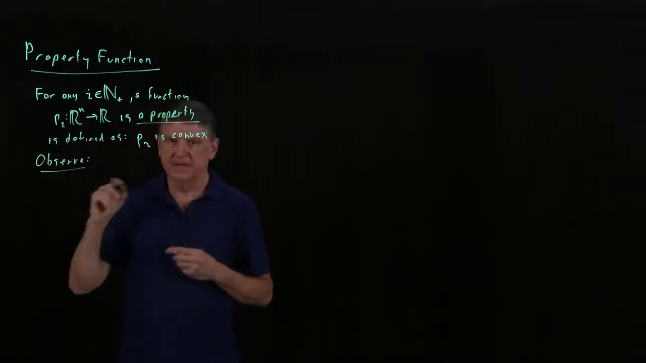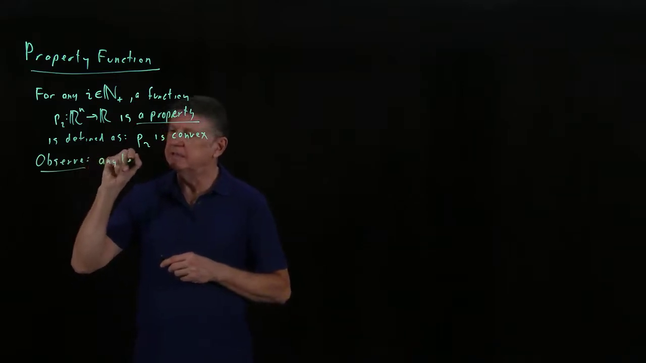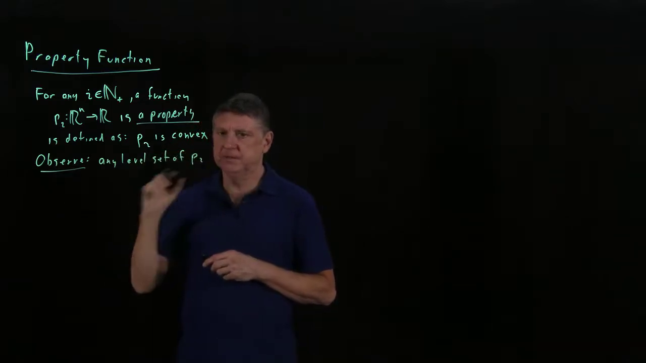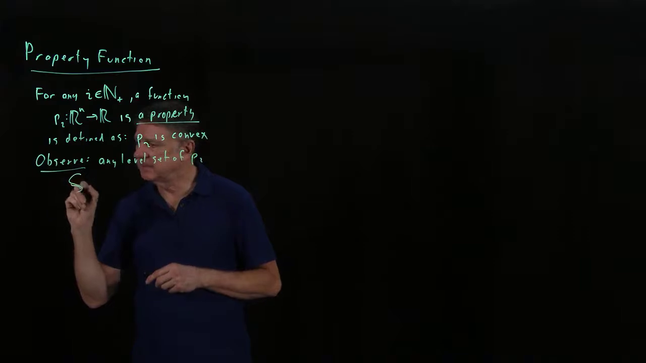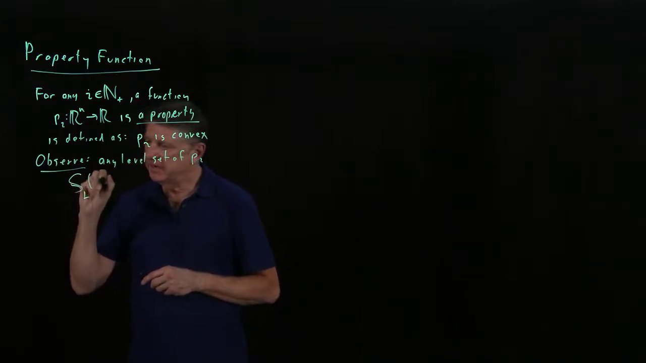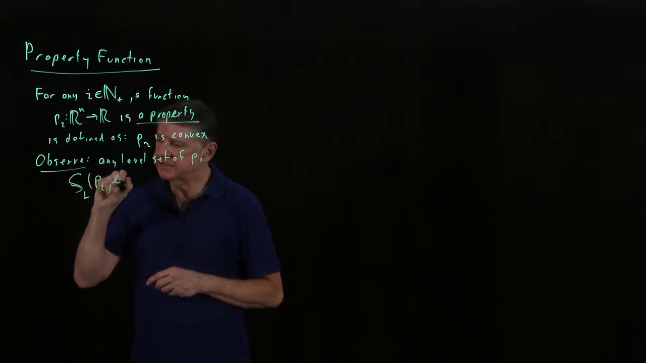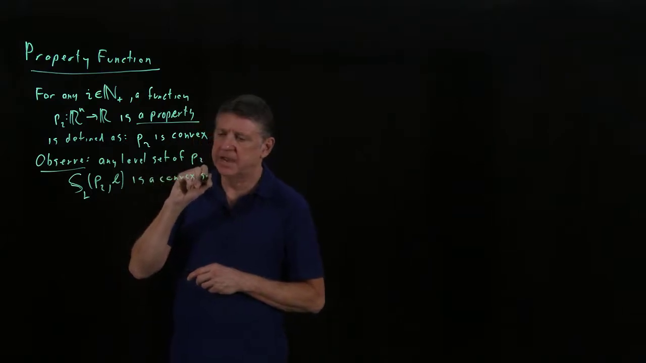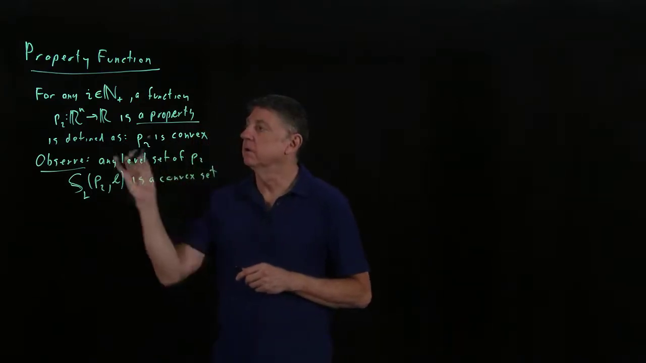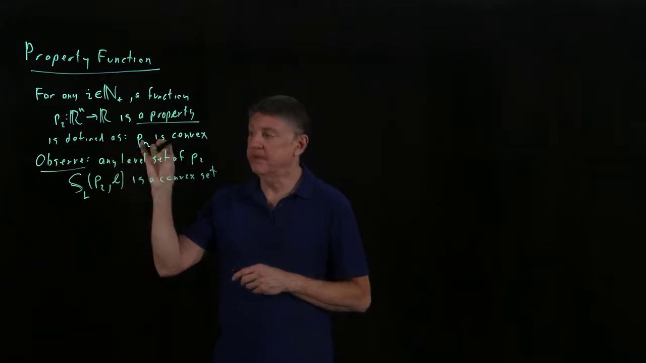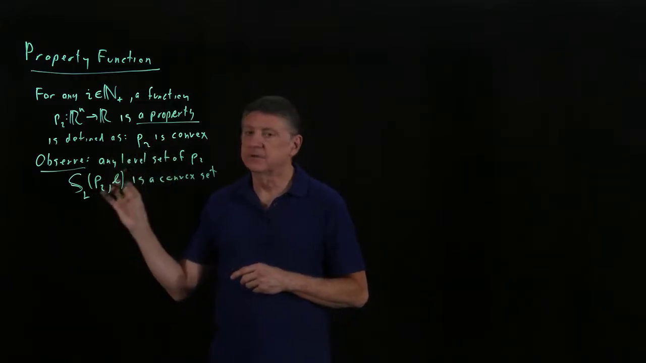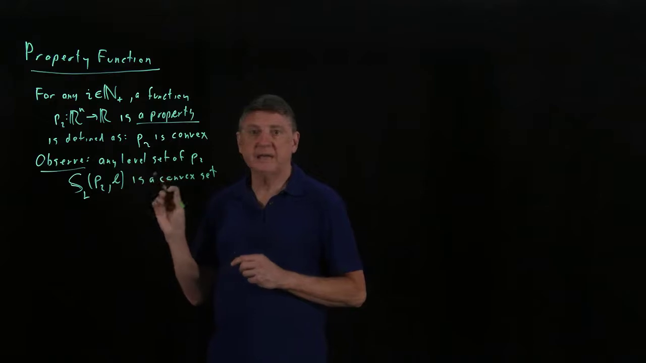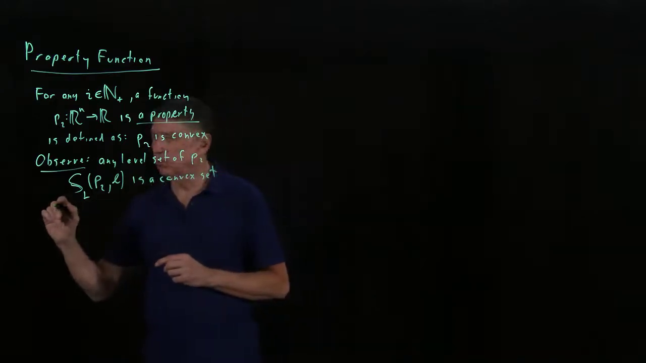So observe that any level set of a property function, so we're writing that as a double-barreled S with an L under it. Now it's the property function at some level, and that is a convex set. And this follows directly from P being a property being convex, and the level set of a convex function is a convex set.